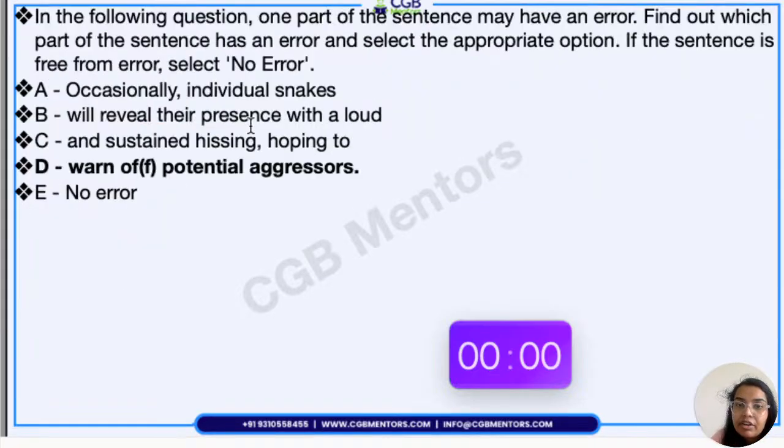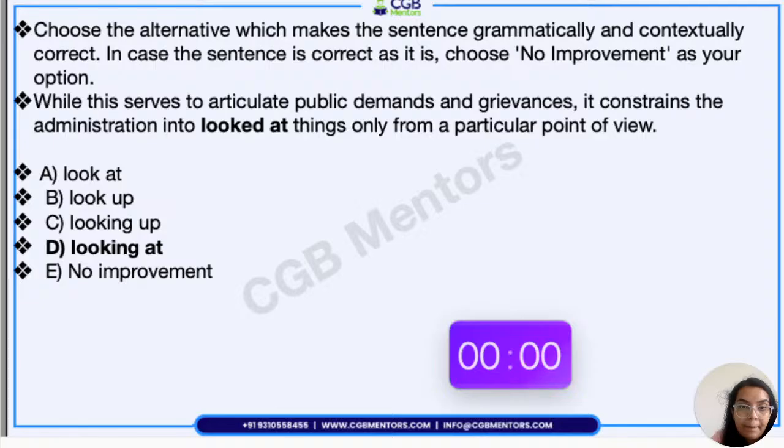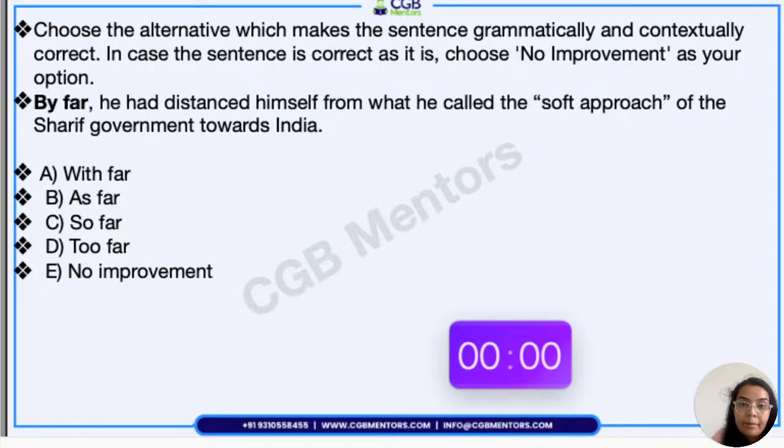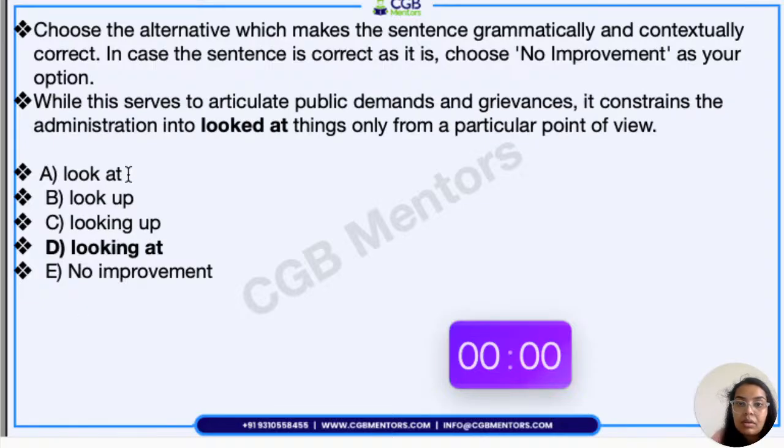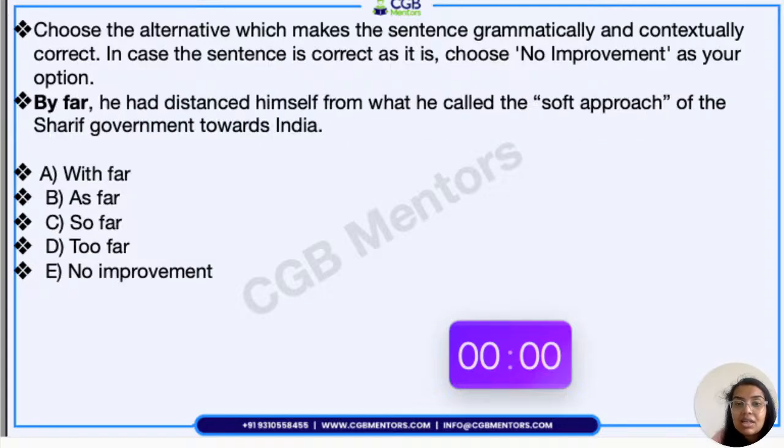In the previous question, yes, individual snakes. Snakes, this word was your subject. It constrains, this is the main verb, and the main verb is done now. So it constrains the administration into what? Into looking. So we want a gerund and hence D.